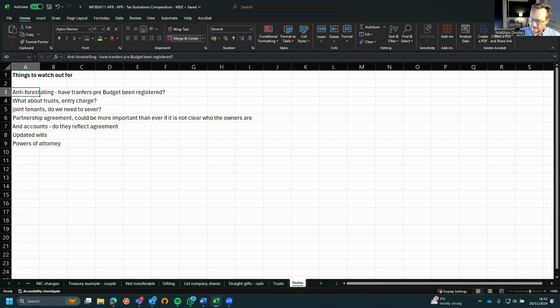Anti-forestalling. So gifts after the budget will be caught if the death happens after April 2026. So you'll get that restriction to the relief.